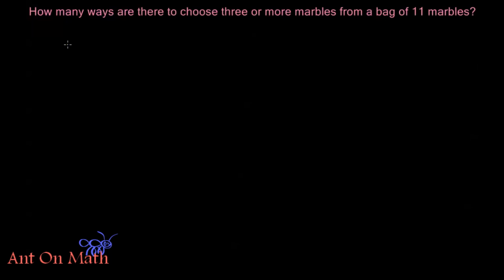Now using just what we know about counting, I know that there's going to be 11 choose 3 ways to choose 3 marbles. Now there's going to be 11 choose 4 ways to choose 4 marbles, 11 choose 5 ways to choose 5 marbles, and so on all the way up to 11 choose 11 ways to choose 11 marbles. So this is a lot of computation, and we want to explore how the binomial theorem is going to make this easier.